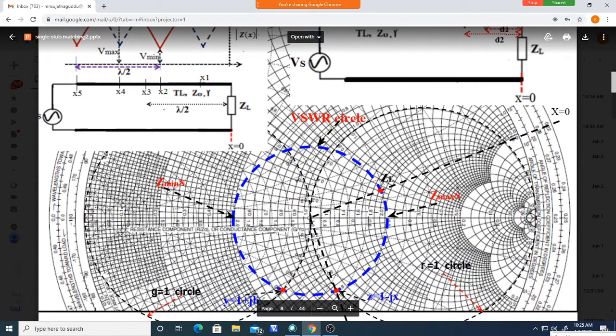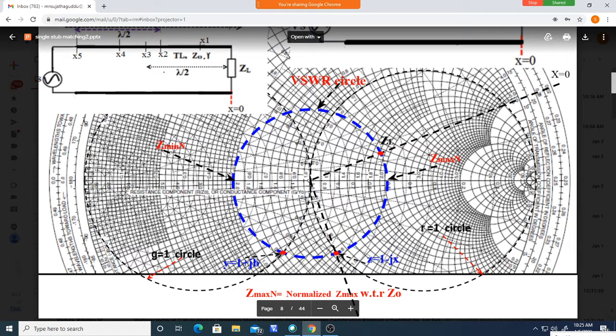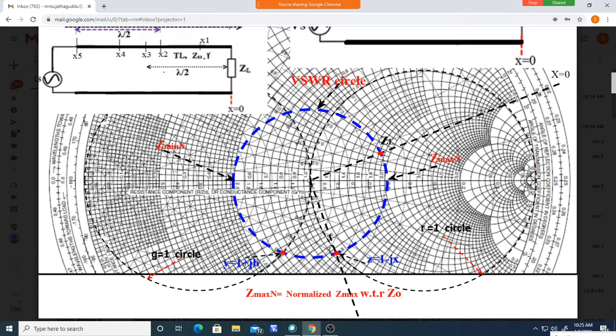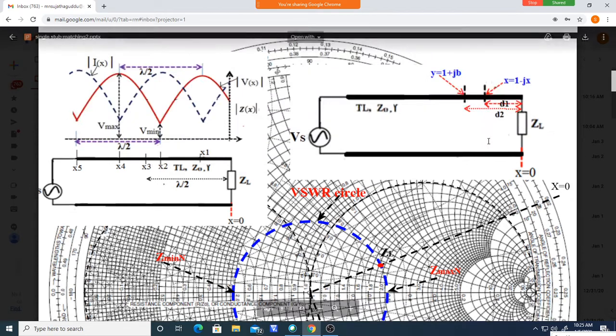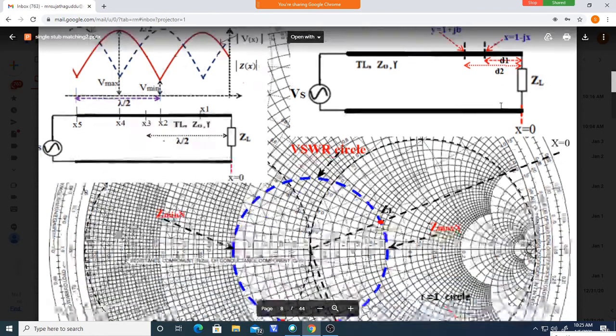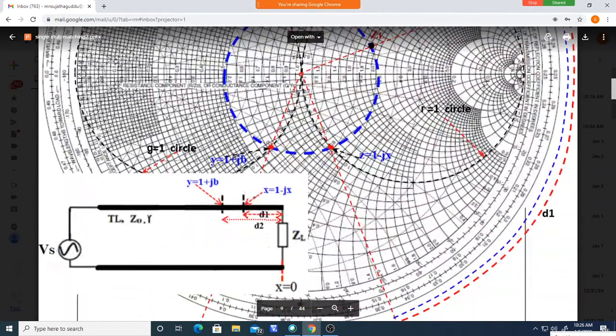Starting from the load point, if you move like this, it intersects the r equal to 1 circle. This is the r equal to 1 circle. Starting from here, move up to this point. You will be coming to this point. Here the impedance is at a distance of d1. How do you measure the distance? Here, I have shown that also.